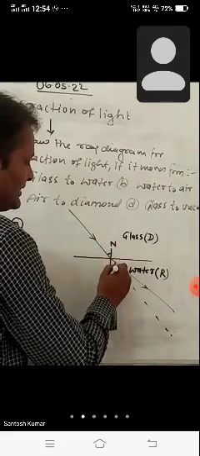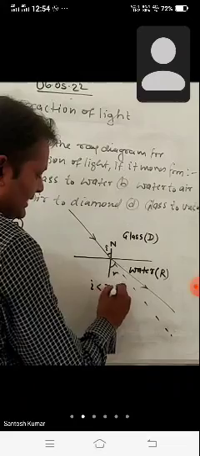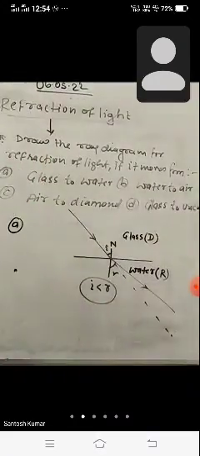If you are asked to write the angle, what will be the angle? The angle i is less than the angle r. You can also write this. So all the diagrams you can draw yourself.